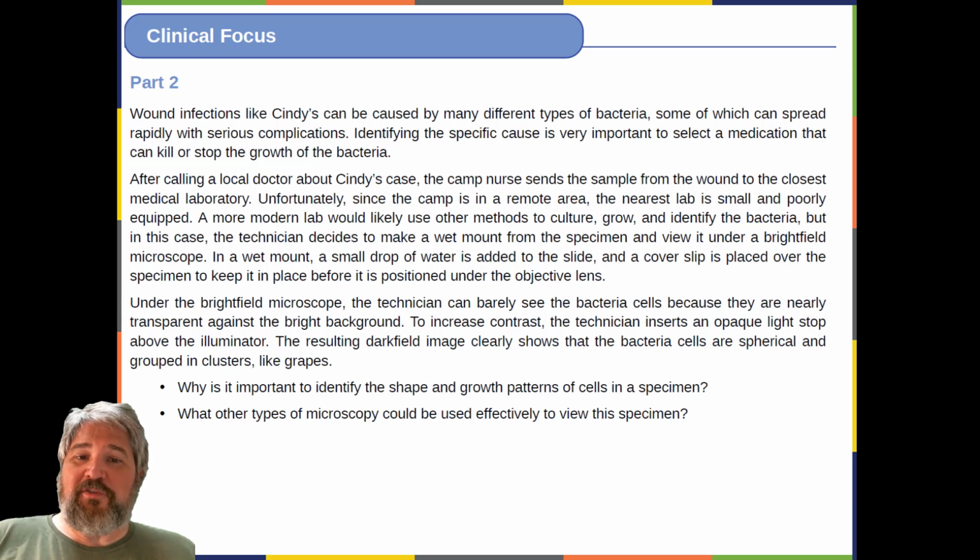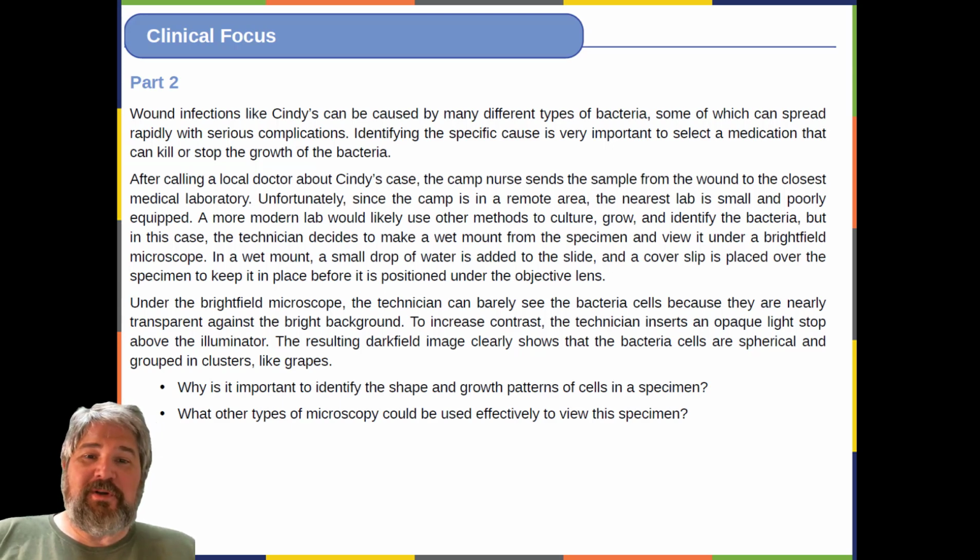In a wet mount, a small drop of water is added to the slide, and a cover slip is placed over the specimen to keep it in place before it is positioned under the objective lens. Under the Brightfield microscope, the technician can barely see the bacterial cells because they are nearly transparent against the bright background. To increase contrast, the technician inserts an opaque light stop above the illuminator. The resulting darkfield image clearly shows that the bacterial cells are spherical and grouped in clusters like grapes.